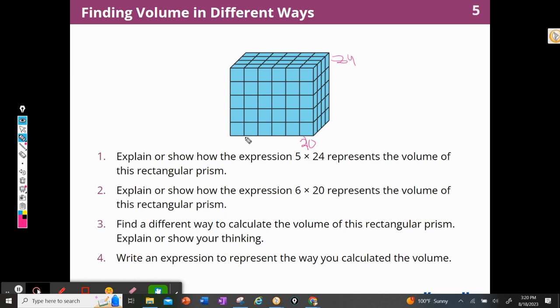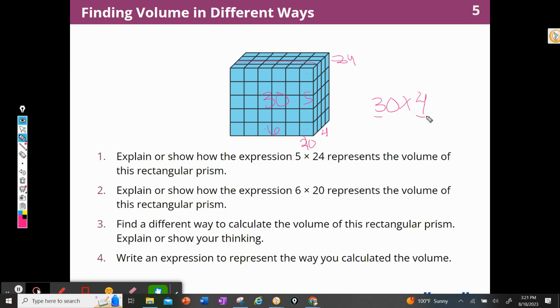Well, how many are in the front? Let's see, 1, 2, 3, 4, 5. 1, 2, 3, 4, 5, 6. 6 times 5 is 30. If the front has 30, then this layer behind the front would have 30. How many of those layers do we have going back? We said 4, right? So let's do 4 times 30. We should get the same answer for each way we did it. Let's check that out to make sure our work is correct.